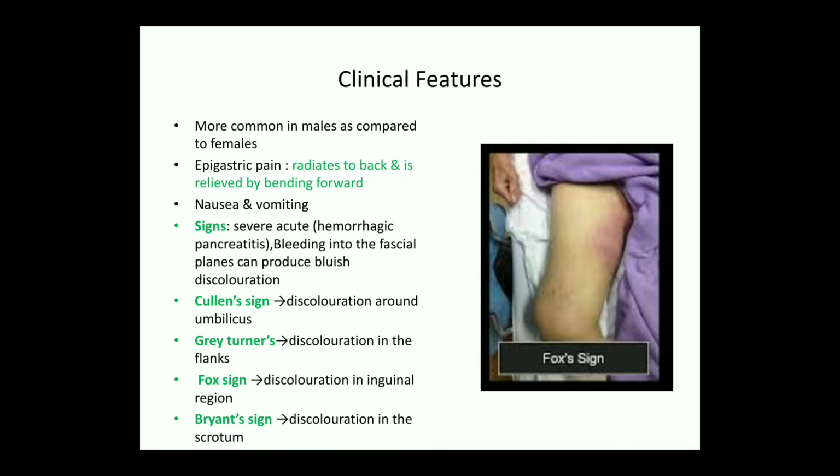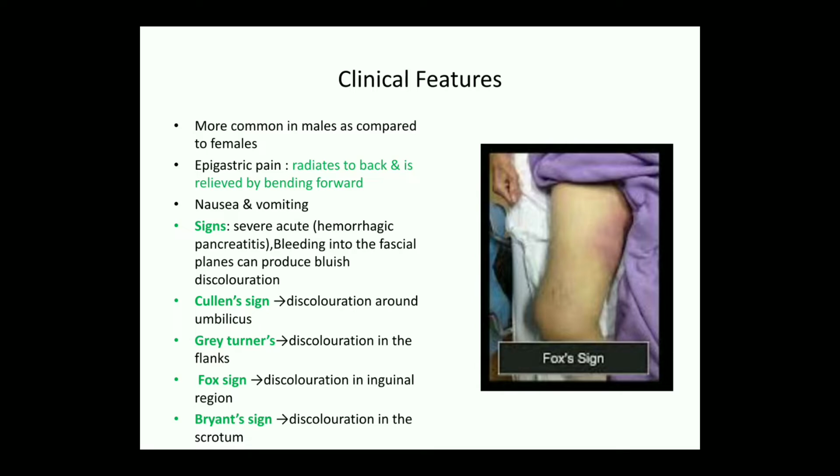So there are various signs. Cullen sign, where discoloration is around the umbilicus, and Grey Turner sign, where the discoloration is in the flank region, Fox sign when there is discoloration in the inguinal region, and the Bryant sign when the discoloration is in the scrotum. So in the figure we can see the Fox sign, which is the discoloration in the inguinal region.